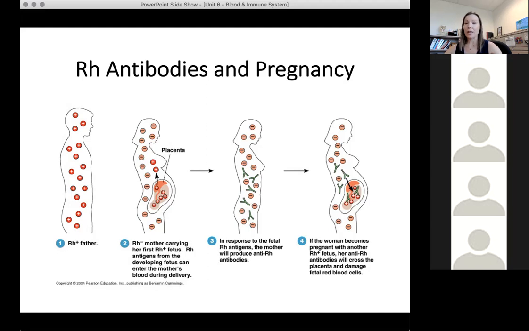Remember, the term hemolysis means basically blood cells are rupturing, they're bursting, and that is fatal. So that used to be an issue until we developed a shot that's called the RhoGAM shot, which is given to all Rh negative women who get pregnant. And that actually prevents the production of those anti-Rh antibodies.